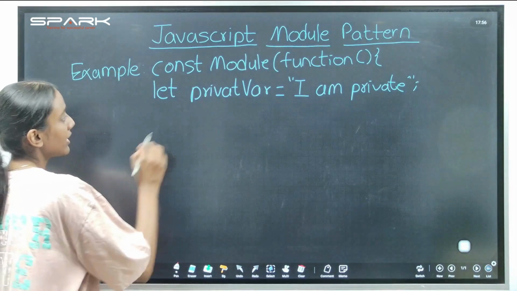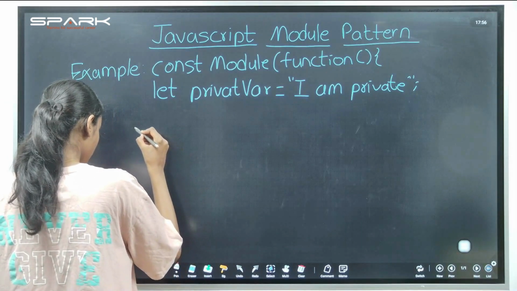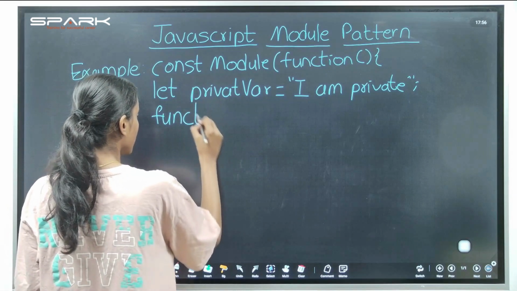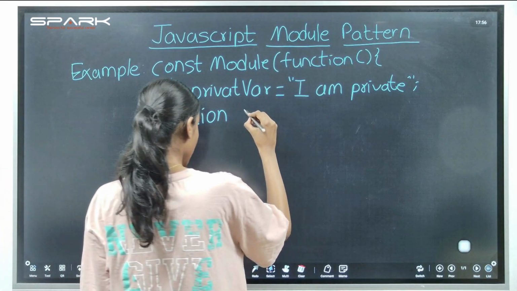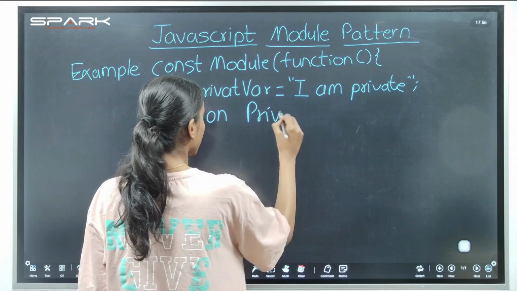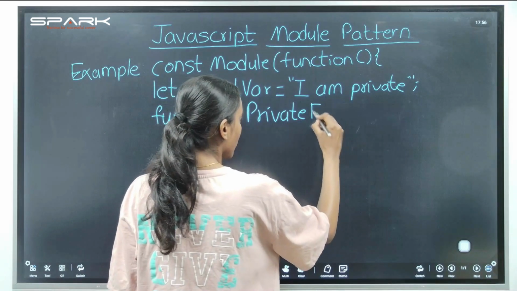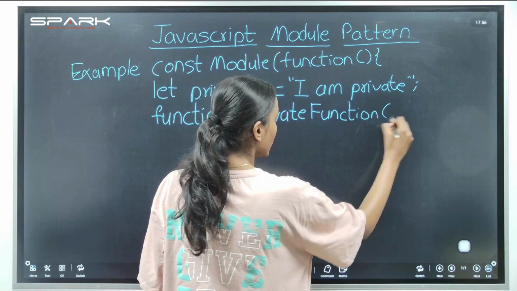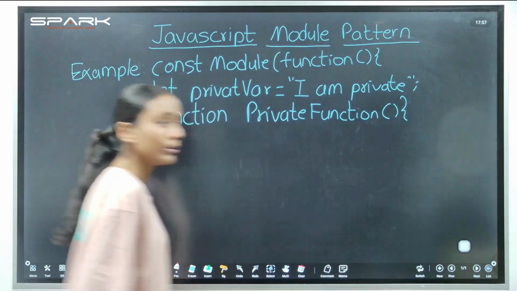Now over here we are going to create a private function. Here we have created a private function. Now inside this private function we are going to give an output.